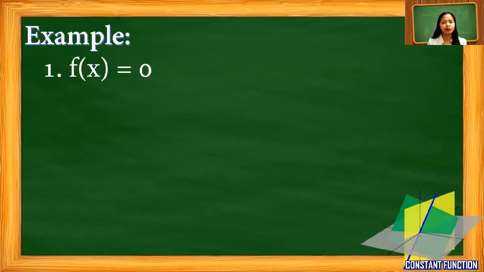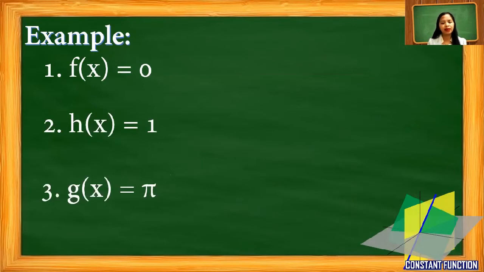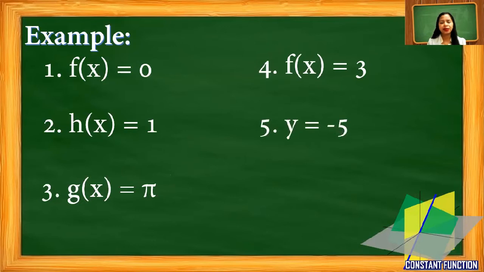Say for example, we have f(x) = 0, h(x) = 1, g(x) = pi, and we all know that the value of pi is a constant. That is 3.1416. Example number 4, we have f(x) = 3. Another one is y = -5. And all these functions are constant functions because the highest degree of the variable is equal to 0, and the value of c remains constant.